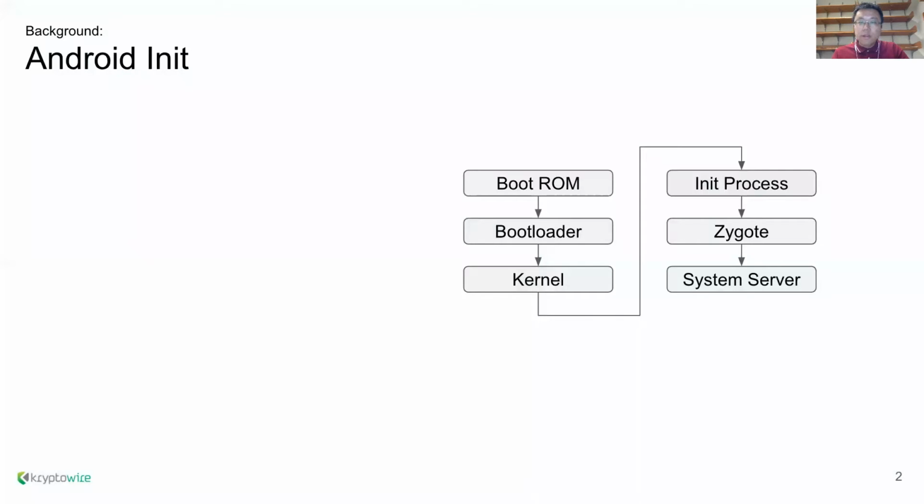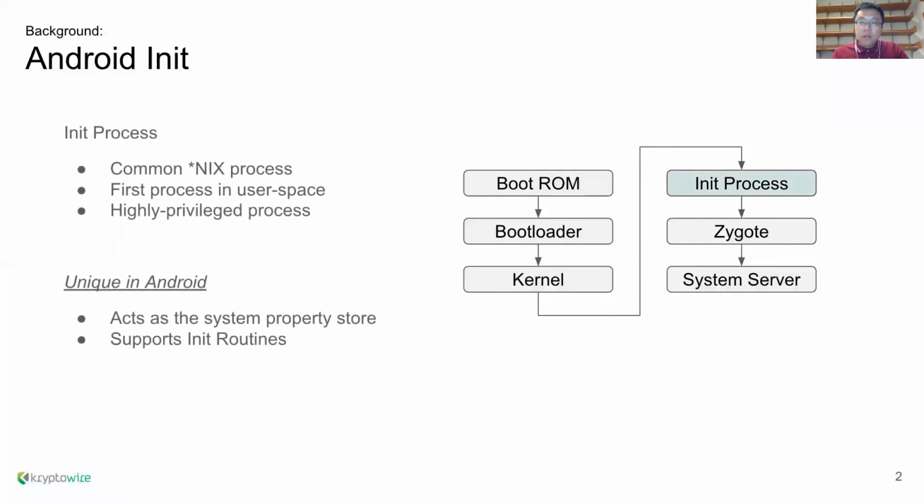Here is the booting process of Android. There are 6 major steps, starting from booting the ROM till starting the system server. Among them, the init process is a common process in Linux systems. It is the first user space process launched by the kernel and has high privileges. Different from Linux, the Android init acts as the system property store and supports init routines.